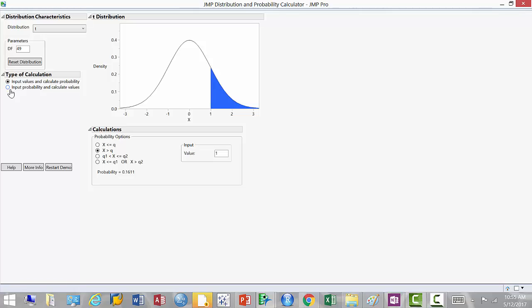First of all, I have to switch, right? Because it gives me values and then calculates the probability. I'm actually doing the opposite, right? Input probability and compute the value. And that should be a right tail probability.